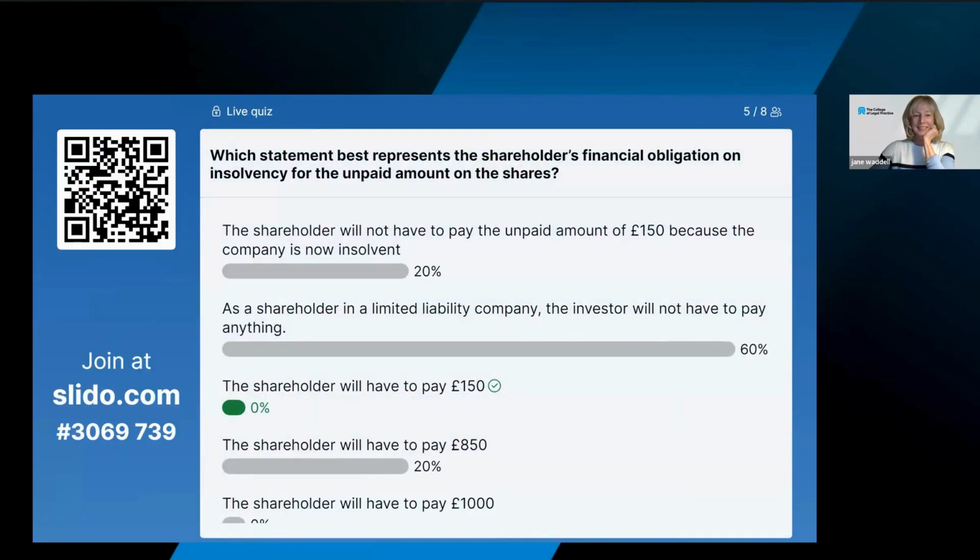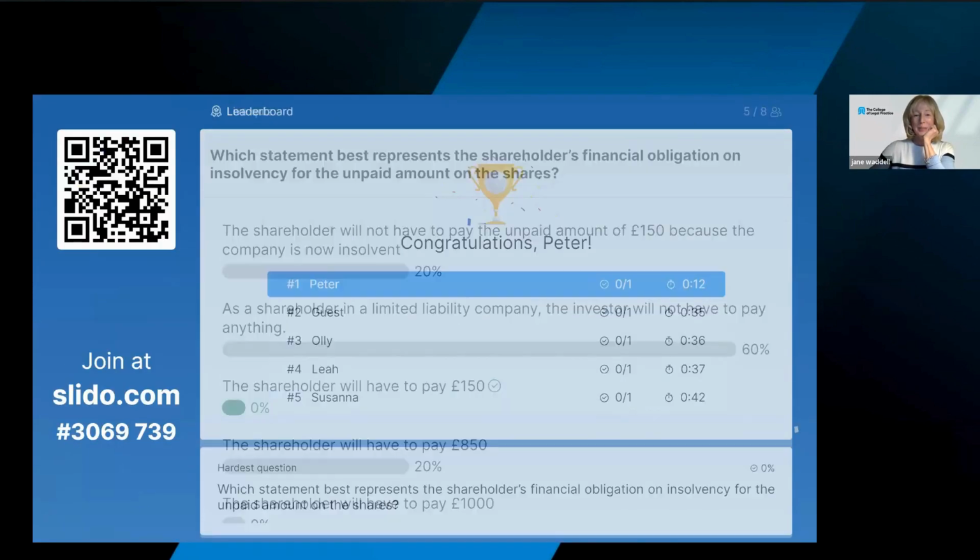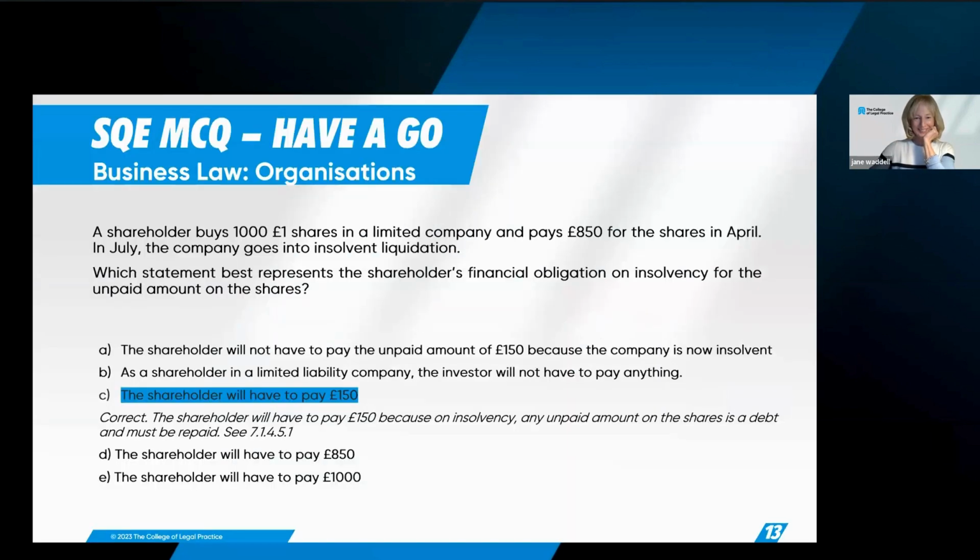And nobody got it right, I think. If I'm right, yeah, C. So the shareholder will have to pay £150. The reason for that, and I'll just talk you very quickly through the question.